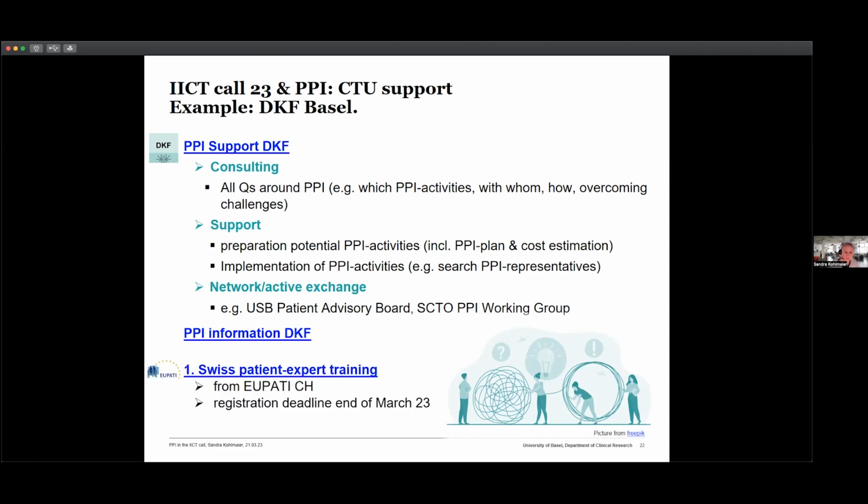And I also would like to draw your attention to the first Swiss patient expert training, which is from the EuPati Switzerland. And if you have somebody in mind and you think, I need a PPI expert, but maybe this person is not trained yet, and now you have the training for this person. So the registration deadline is end of March 23. And the link is also integrated here.